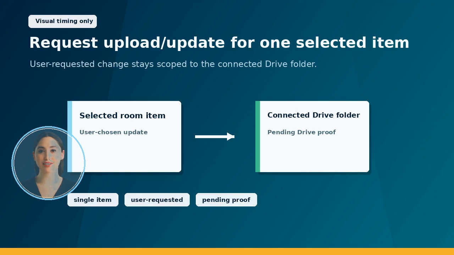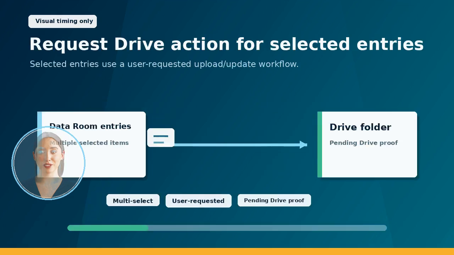The same Drive action is available when several room entries are selected. Choose the files or folders you want, then use the Drive action in the Selected Items panel. This keeps the upload or update step tied to the selected room entries.